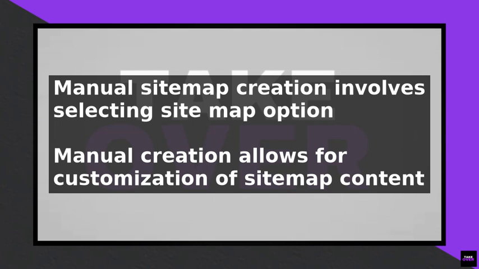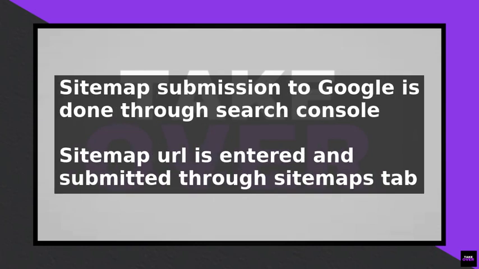Once you have obtained your sitemap, you need to submit it to Google. To do this, go to the Google Search Console and log into your account. Click on the Sitemaps tab and then select the Submit a Sitemap option. Enter the URL of your sitemap and click Submit.